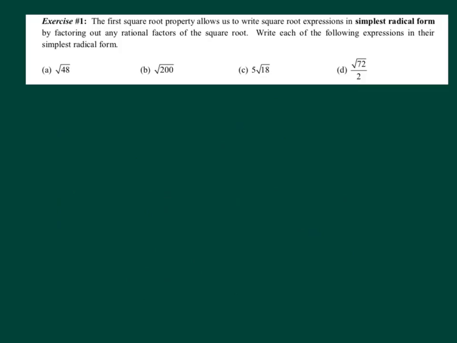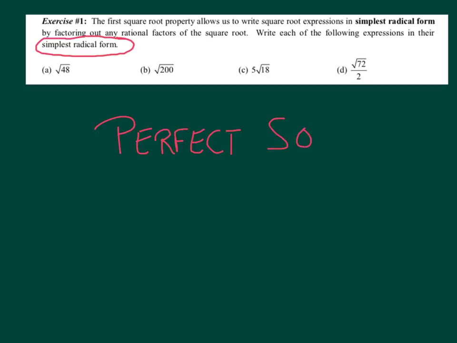Example 1. The first square root property allows us to rewrite the square root expression in simplest radical form by factoring out any rational factors of the square root. Write each of the following in simplest radical form. So basically, I want you to put exercise 1 and say simplest radical form. Now, we're always looking for a number that is a perfect square and one that's not.